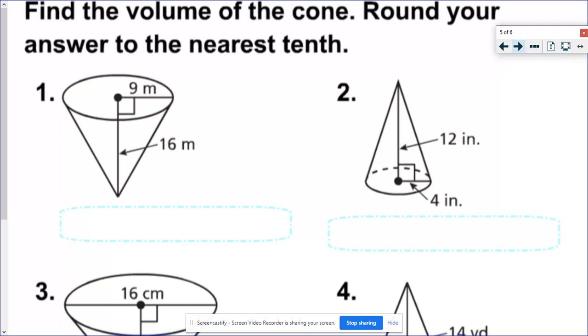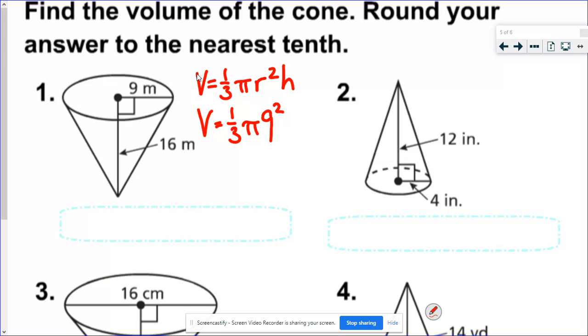Let's do number 1. It's going to give us a little bit bigger numbers. So my volume is going to be 1/3 pi r squared h. 1/3 pi. The radius is 9, so it'll be 9 squared, and then the h, the height, is 16. Again, personally, 9 squared, I'm not going to type that into a calculator. I know that's 81. I would just start on my calculator with 81 times the 16, and then I'm going to multiply it by pi. And then either multiply by 1/3 or divide by 3.